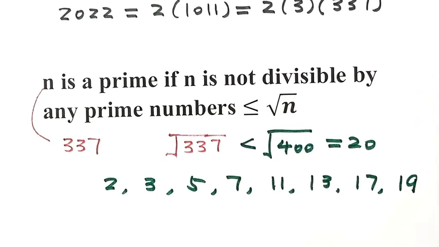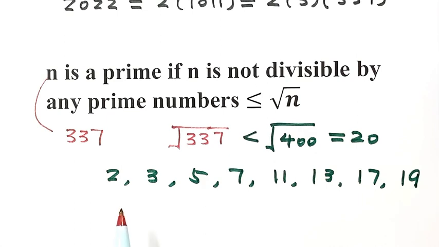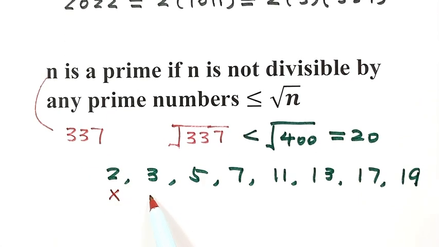So now let's see one by one if 337 is divisible by any of these prime numbers. Okay, so let's check the first one. 337 is not divisible by 2. It's not divisible by 3. Also, it's not divisible by 5. Actually, by checking one by one, 337 is not divisible by any of the prime numbers listed here. So that means 337 is a prime number.